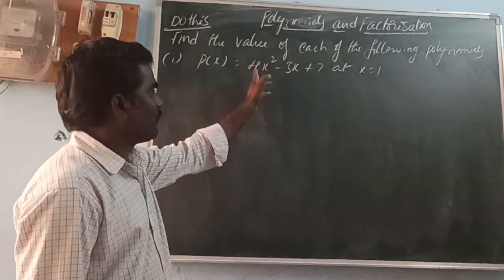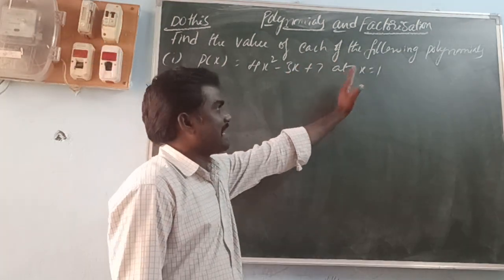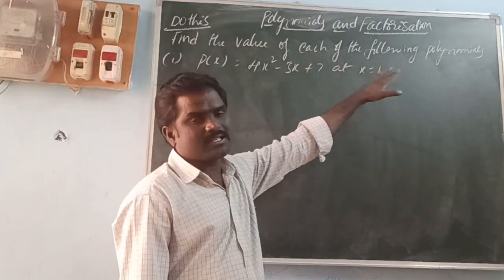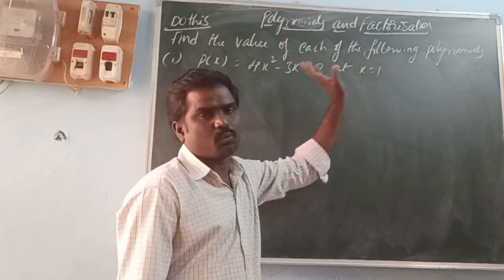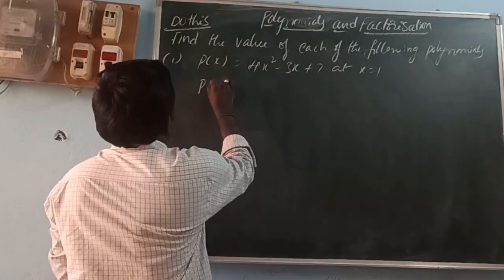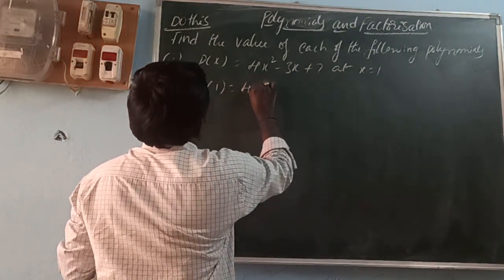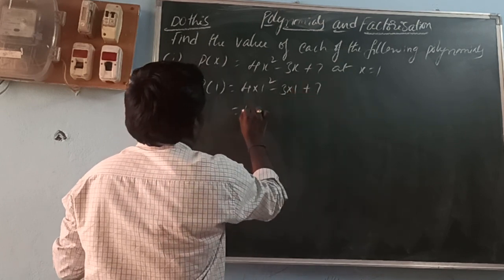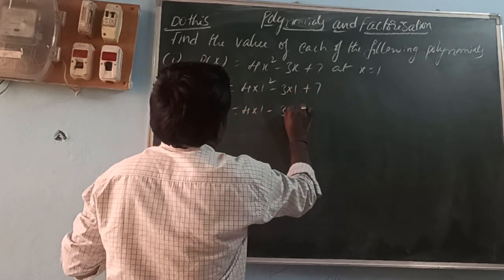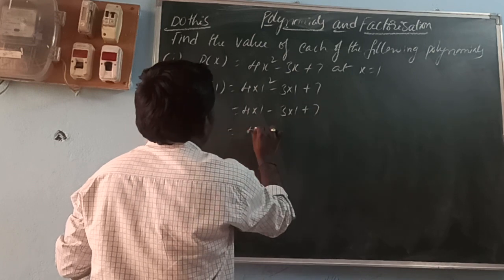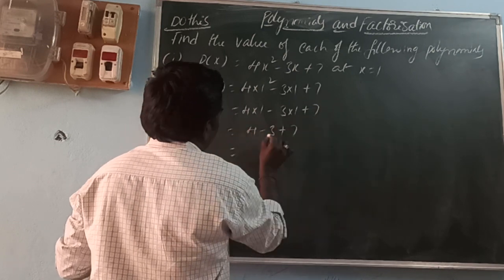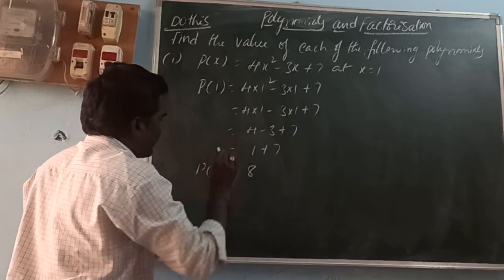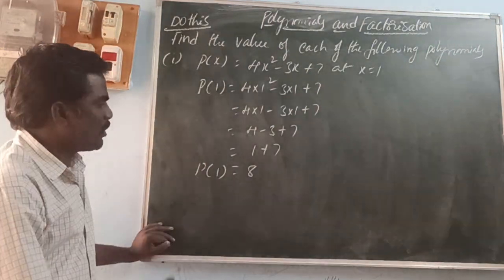P of x is equal to 4x square minus 3x plus 7 at x is equal to 1. So they are asking for this polynomial's value at x is equal to 1. In the place of x we take 1. That is, P of 1 is equal to 4 into 1 square minus 3 into 1 plus 7. So 4 minus 3 plus 7, 4 minus 3 is 1, plus 7, that is equal to 8. So the polynomial value at x is equal to 1 is 8.